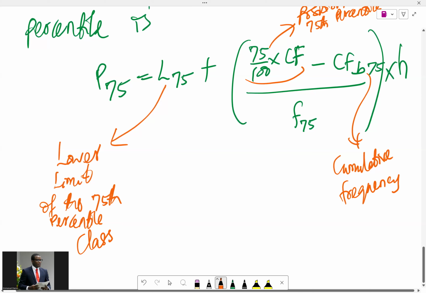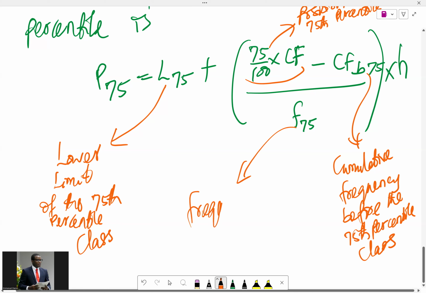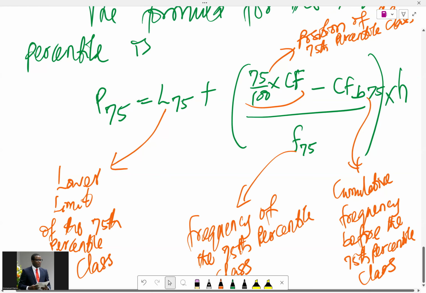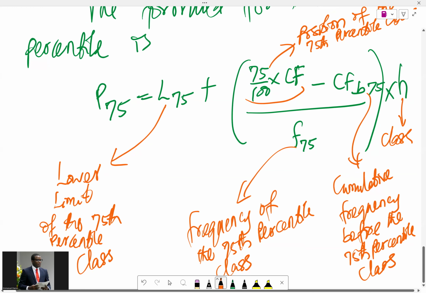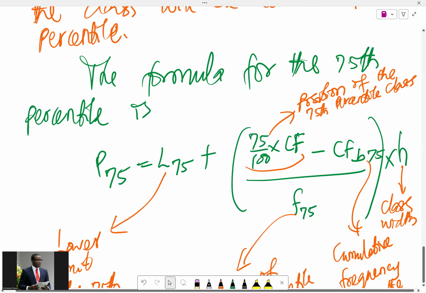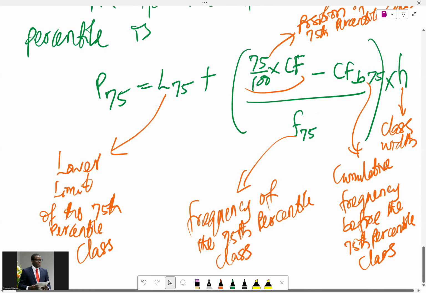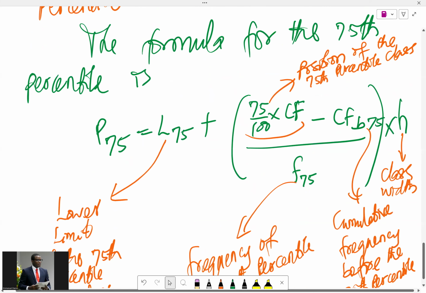Now, this is the cumulative frequency before the 75th percentile class. Then this is the actual frequency of the 75th percentile class. Then, of course, H is the class width. This is the class width, the difference between the upper and lower limits of each class. So knowing all this now, before we can find anything else, we first need to find the position of the 75th percentile class.